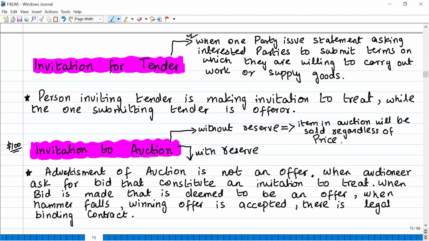But most of the time in the tender, because you are asking other parties to submit their terms and conditions, which means you are not clearly giving your all terms and conditions. So other party will be submitting, and you are now offering, and it's up to you to accept that or not. Okay. But in some case, if the wordings of the tender suggests that the other party just need to supply you the goods according to all of your conditions, then that tender can be considered as an offer. But generally, the invitation for the tender is invitation to treat.